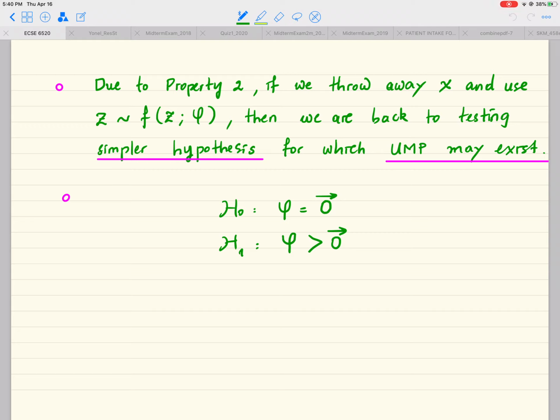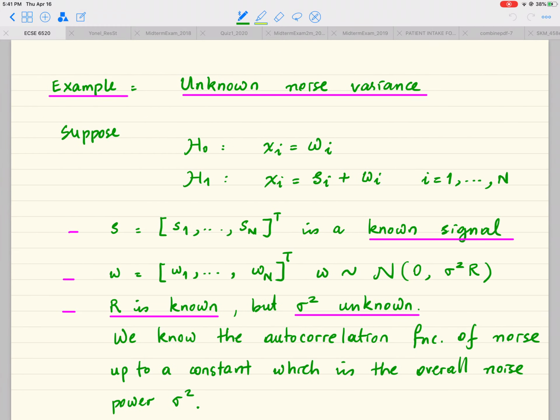And in that case, we can simply eliminate the unknown phi and define a one-sided test, which is a simpler test than the one-sided test with unknowns. And most likely we would be able to find a UMP test on this, for example, based on monotonically increasing likelihood ratios.